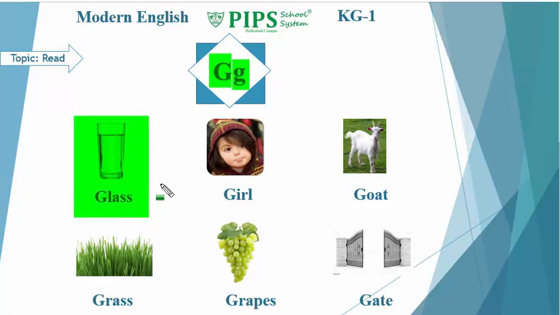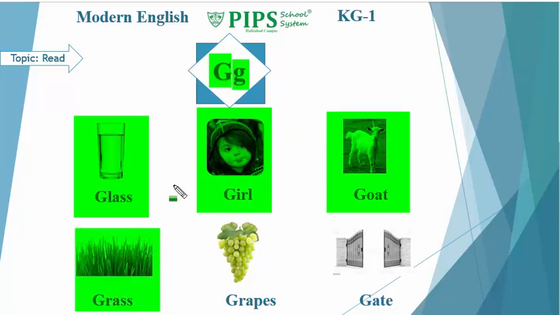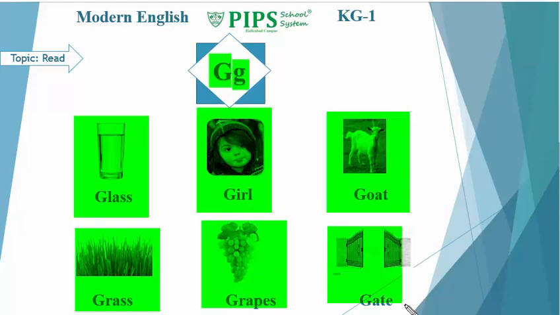G glass, G girl, G goat, G grass, G grapes, G gate. Now students, read with me.